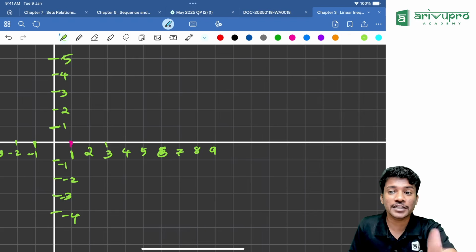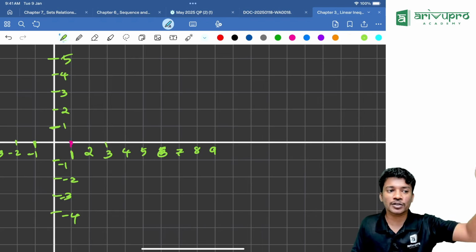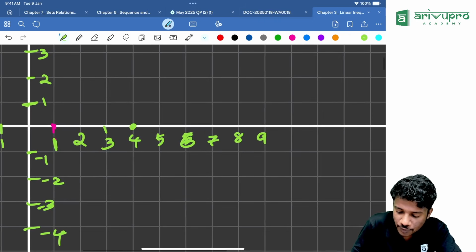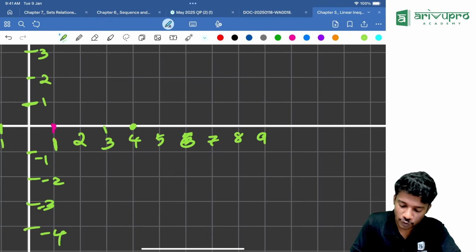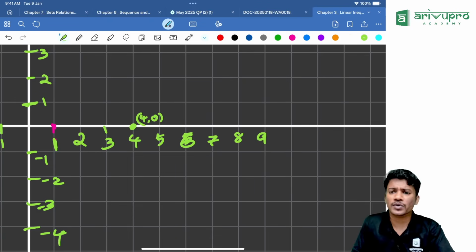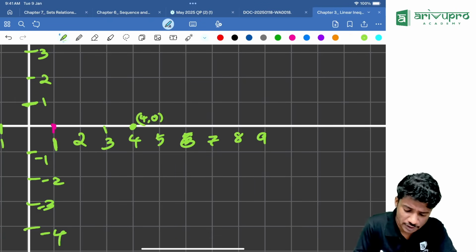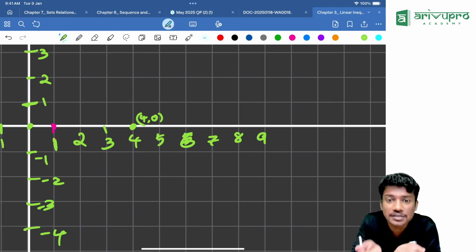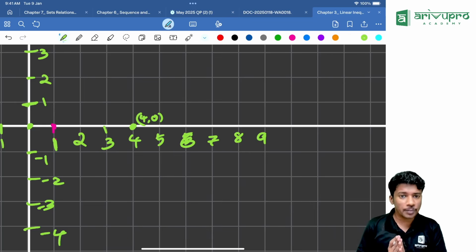4, comma 0 means 4 is the value of x, 0 is the value of y. So where is that point? This is that point, 4, comma 0. Why 0? Because the y value is not there. The y value is at the origin only. That's why this is lying on which axis? X axis. Got the point?